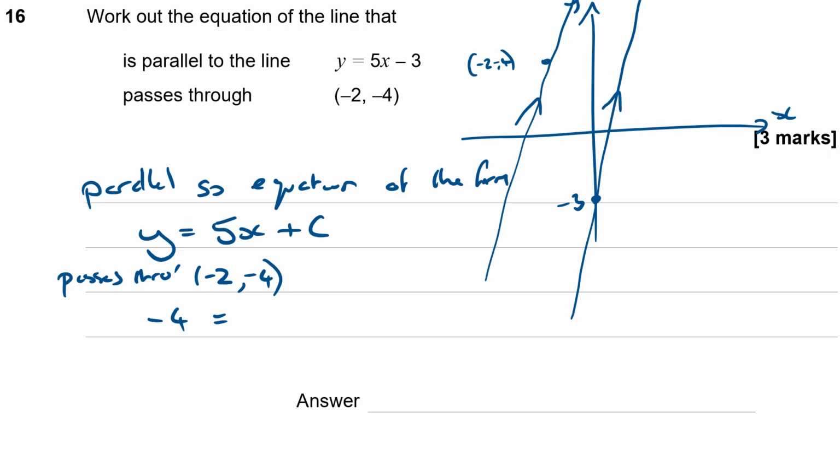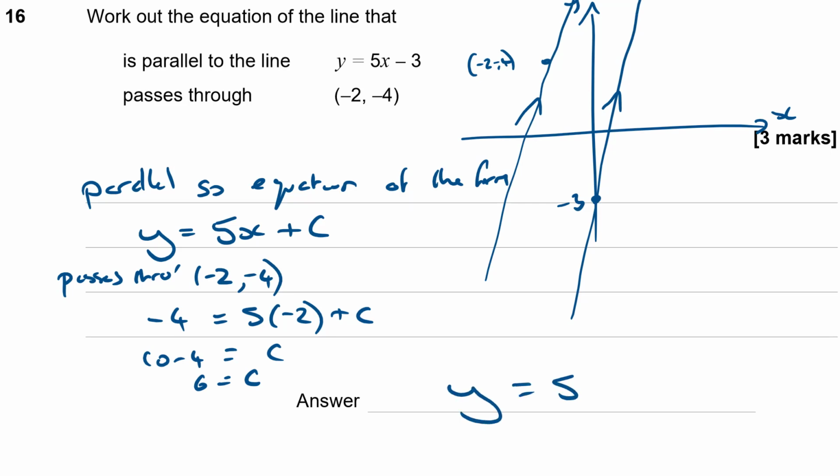Minus 4 equals 5 times minus 2, so x is minus 2, and then plus c. So minus 4 equals minus 10 plus c, making c equal to 10 minus 4, or 6. c is 6. So our complete equation is y equals 5x plus 6.